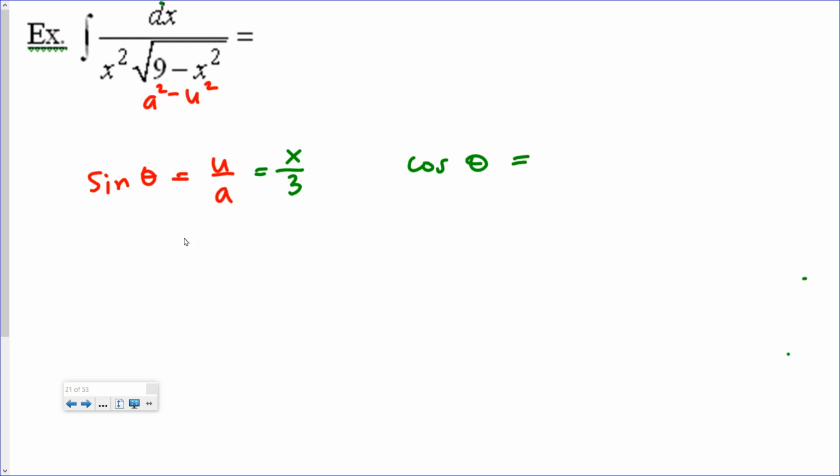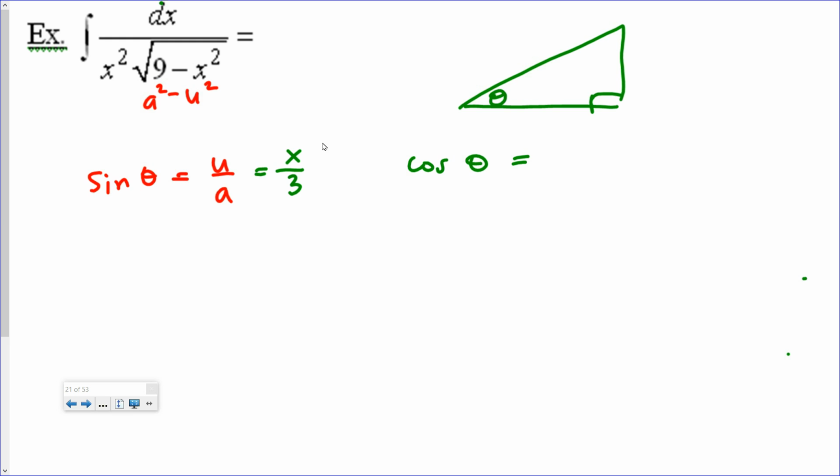Okay, so you're going to write cosine theta to the right, and the way you're going to figure out cosine theta is you're going to use a right triangle. You're going to use this right triangle for a lot of things in this problem. So you're going to draw a triangle and put your theta in. What you notice on this triangle is you can already label the x and the 3.